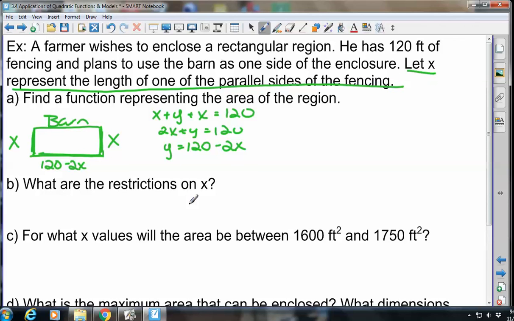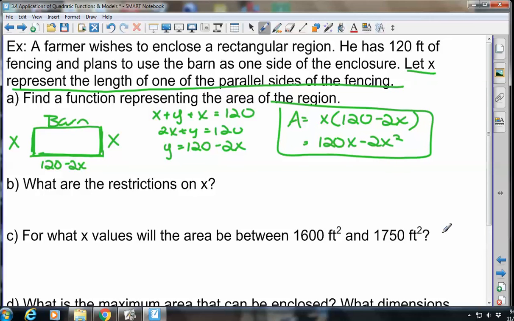Okay, part A, I want the area of this region. How do you find area of a rectangle? Okay, so my area, my length is x, my width is 120 minus 2x. You could leave it like that, you could distribute if you wanted. That's up to you. So that's part A. I've got my area.